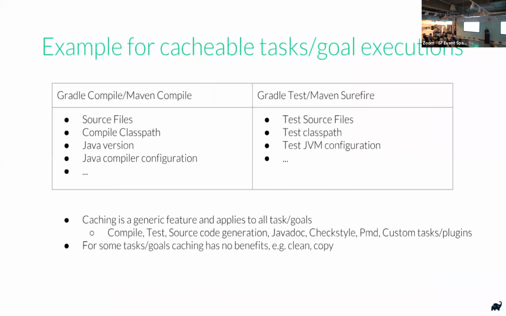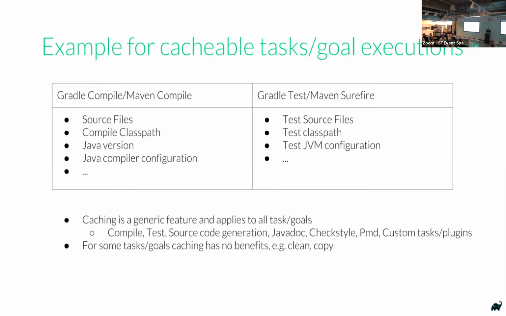Examples for that are, let's take the compile task. As inputs, you have the source files, the compile class path, the Java version, the Java compiler configuration; the outputs are the .class files. But caching is extremely effective also for testing. So look at the test task or the Surefire plugin. The inputs are the test source files, the test class path, the test JVM configuration, and the outputs are the test results XML.